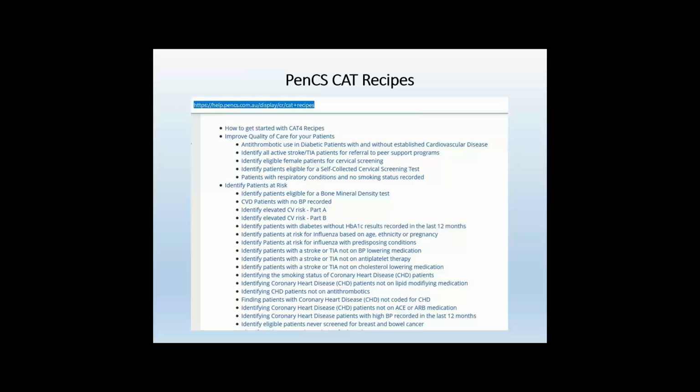So CAT4 is ideally used in conjunction with the benchmark report. If there's something that you want to work on, you can jump into CAT4, find the relevant recipe, and use that step-by-step guide to find the relevant cohort that you want to focus on, and then you can undertake your quality improvement activities to try and improve that figure on your report.